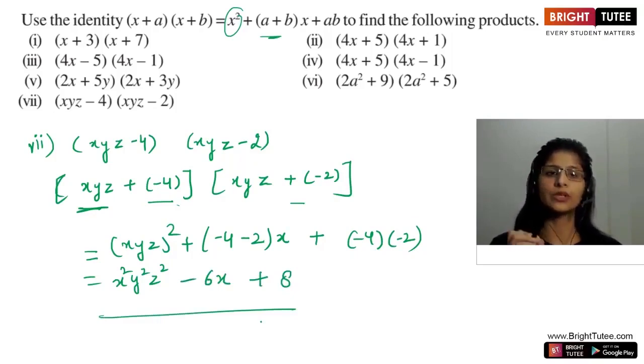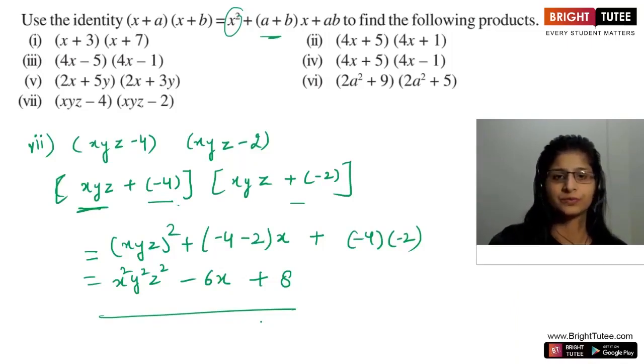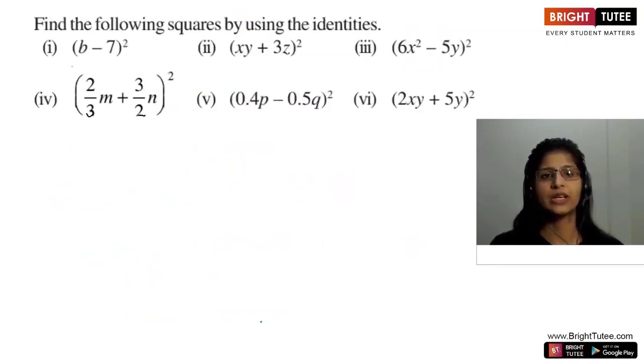So I hope the use of this identity is clear, how to apply it to the questions or the polynomials that are given to us. Okay, let's move ahead now. In this question, they're asking to find the following squares by using the identities. Now we have to identify which identities to be used. It is not mentioned in the question. So that's why I always say you have to learn the identities.